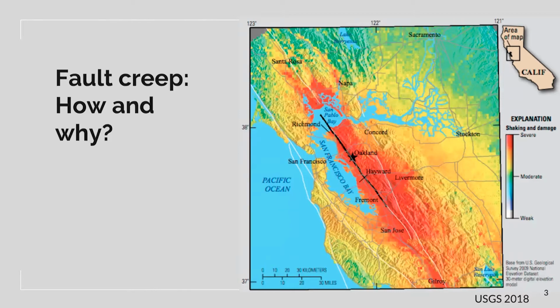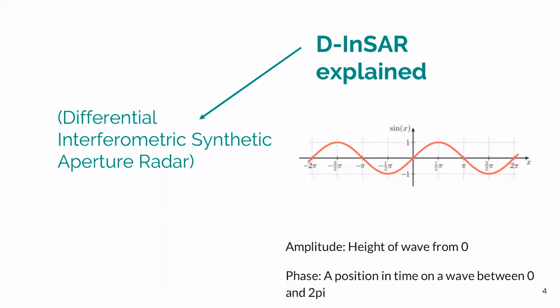Now that we understand what we're trying to get a better view of, let's go through and look at how InSAR works a little more. D-InSAR stands for Differential Interferometric Synthetic Aperture Radar.